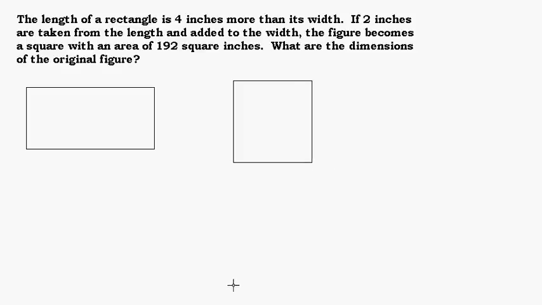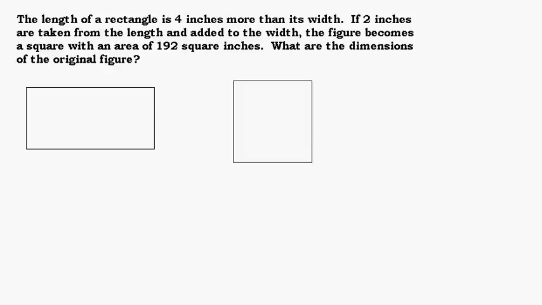All right, let's start labeling stuff now. And let's not be afraid to use variables. This is an algebra problem. So we'll embrace the variable. The length of a rectangle is 4 inches more than its width. Well, what's the width? If I only knew what the width was, I could add 4 to it and get the length. But I don't know the width. So there's my variable. It's going to be W.